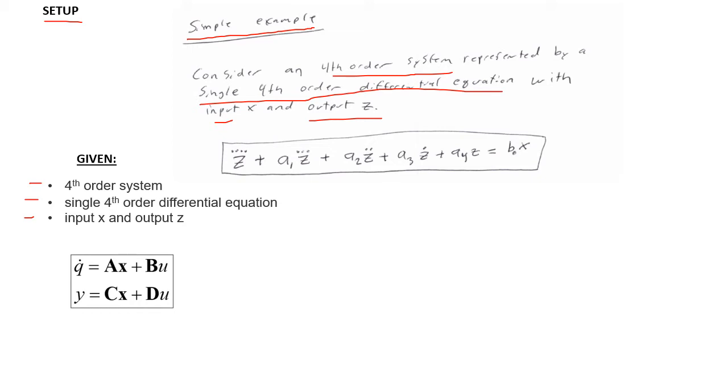Again, because this is a simple problem, it's not crucial to keep rewriting this like I have, but as problems get more complicated, being in the habit of clearly understanding what everything is will make life a lot easier for those more difficult problems. So I rewrite this out over here as given in the problem statement. I have my z four dots, a1 z triple dot, a2 z double dot, a3 z dot, a4 z is equal to b naught x. And I have this relationship for my q dot, and my y relating back to A, B, C, and D.